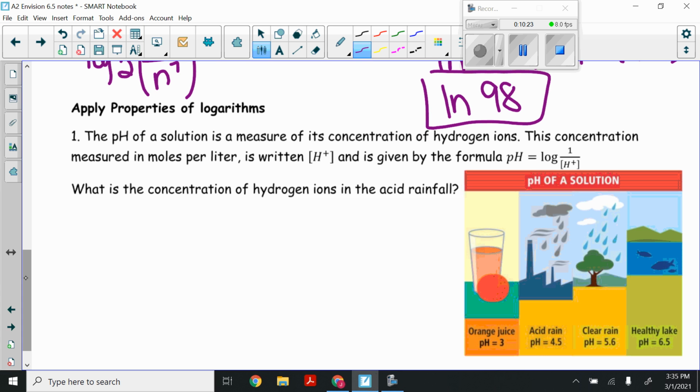And it's given by the formula pH equals log of 1 divided by bracket H plus. Our question, what is the concentration of hydrogen ions in the acid rainfall? Here they show me acid rain, pH is 4.5. So we simply want to plug in 4.5 up here. 4.5 equals the log 1 over, and then my H plus.